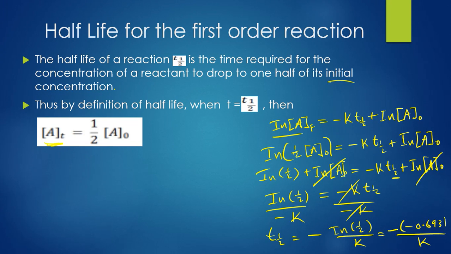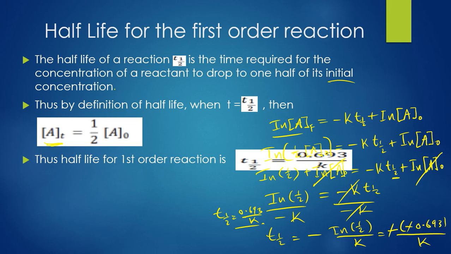Then this negative times negative will cancel, therefore the half-life is going to be 0.693 over k. So this is how the formula comes about. This is the formula you're seeing here. I'm sure now it's clear where this comes from.